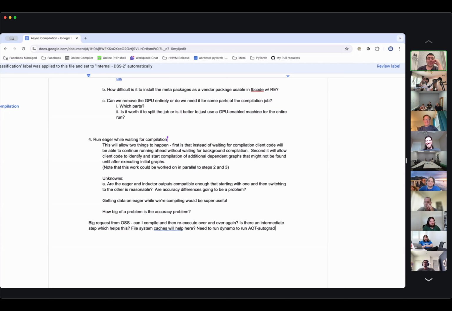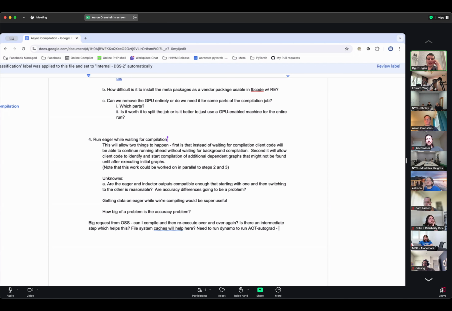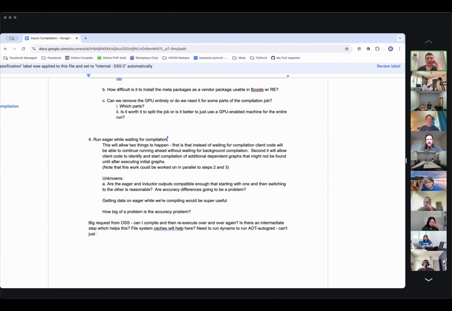I guess before we move on, I'm kind of curious to hear what's the temperature of the room in terms of this proposal, at least starting with internal. Is there anything people are super worried about? Anything that people are excited about? How does the room feel about this?